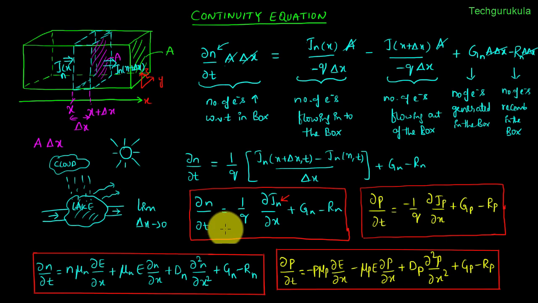Once we substitute the current density J_n into this equation, this is how it looks. And similarly, for the hole continuity equation, if you substitute the expression for J_p, this is how the complete expression looks. So basically, the continuity equation in semiconductors represents the conservation of charge, which means charge is neither created nor destroyed.